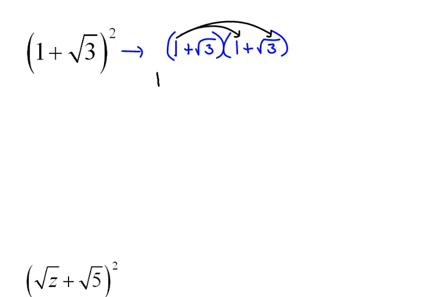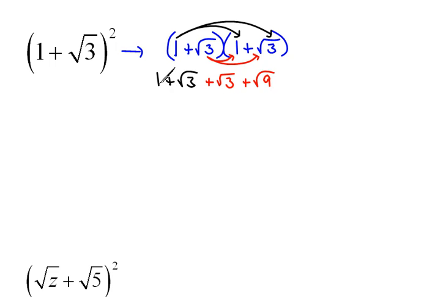1 times 1 would be 1. 1 times square root of 3 would be the square root of 3. And then when we distribute our square root of 3, we have the square root of 3 times 1 is the square root of 3. And the square root of 3 times the square root of 3 is the square root of 9. Now we can start simplifying and hopefully combining like terms.